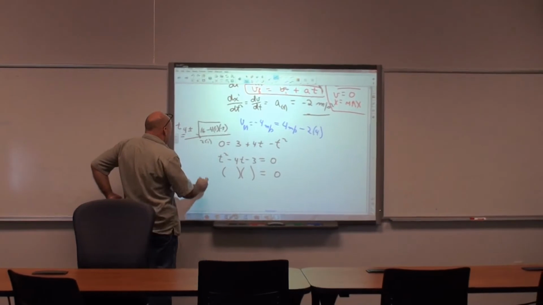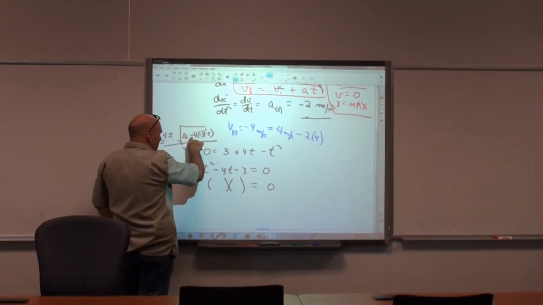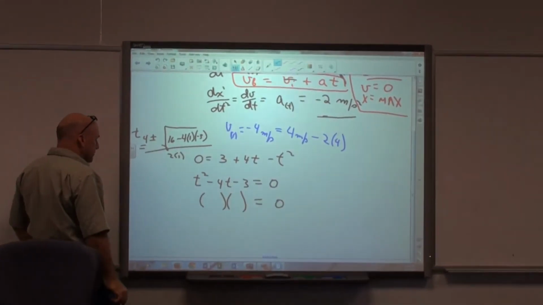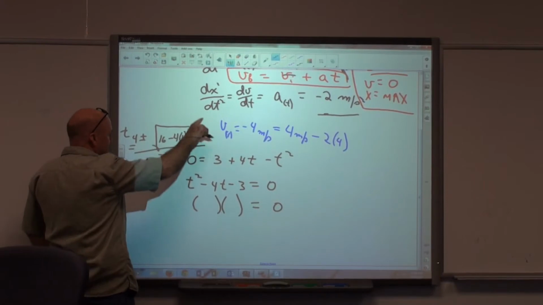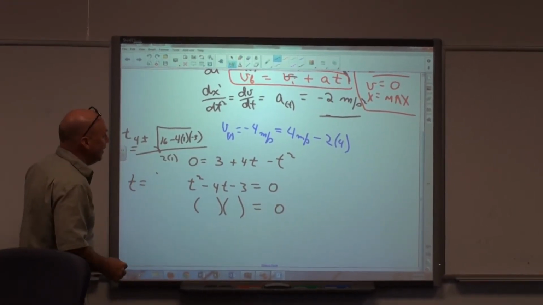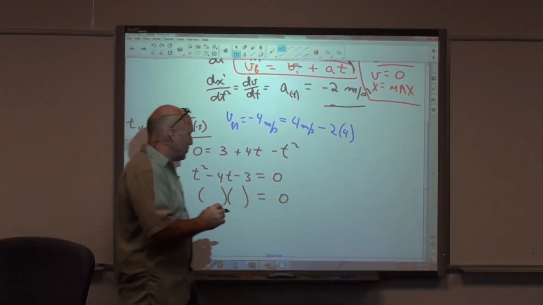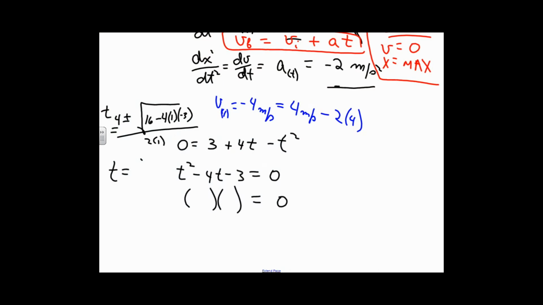So I figured all that out, and I got 4 plus, so that's say 16 plus 12. Okay? Take the square root of that. 4 plus or minus that, all divided by 2, would give me my times. And you'll notice something really cool. You get two roots for the thing. So real quick, let's figure that one out and see what we come up with.